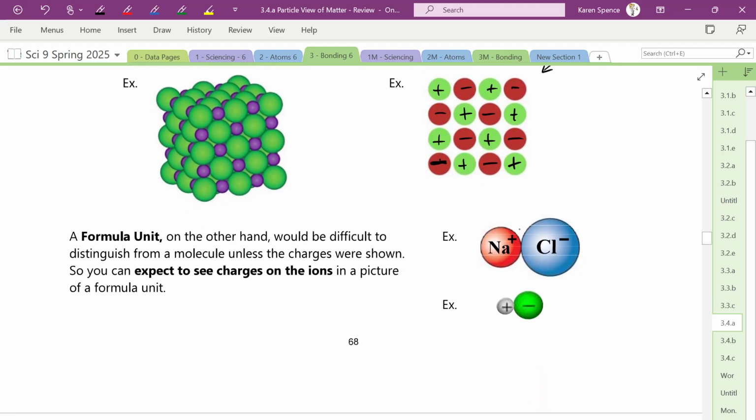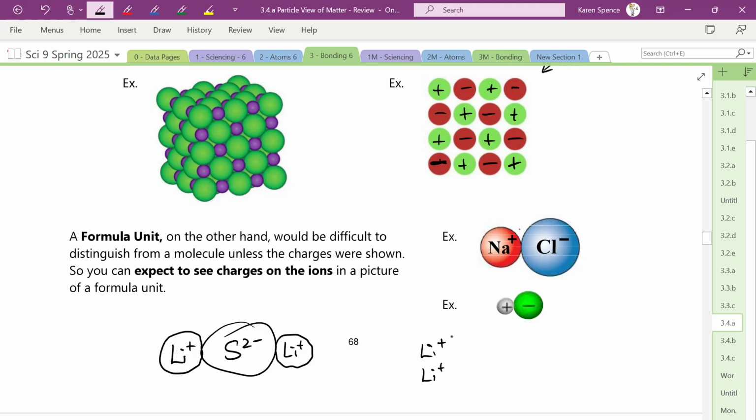Ooh, but I'm going to show you something. Maybe you have a sulfide 2 minus and an Li plus and an Li plus. That is also a formula unit. It's made of positive and negative. Li plus and Li plus. How much positive charge does that give you all together?